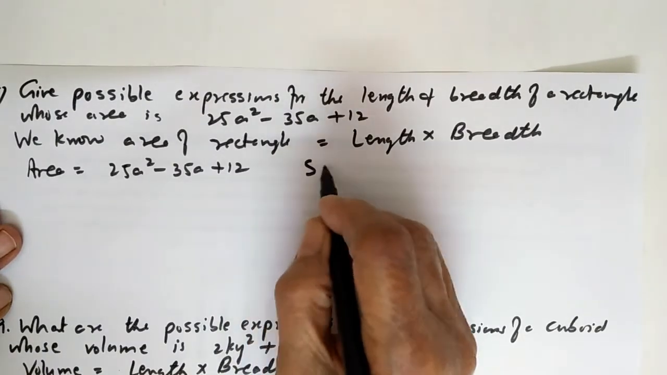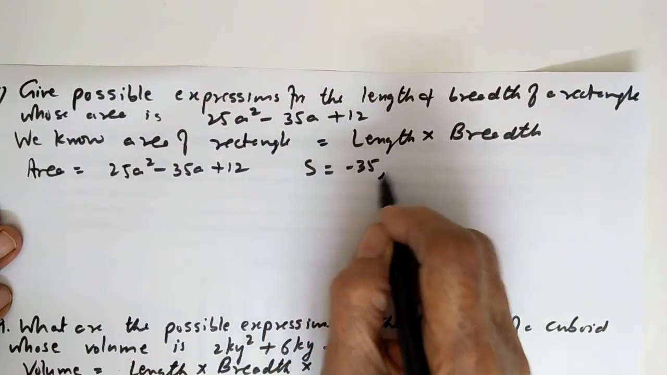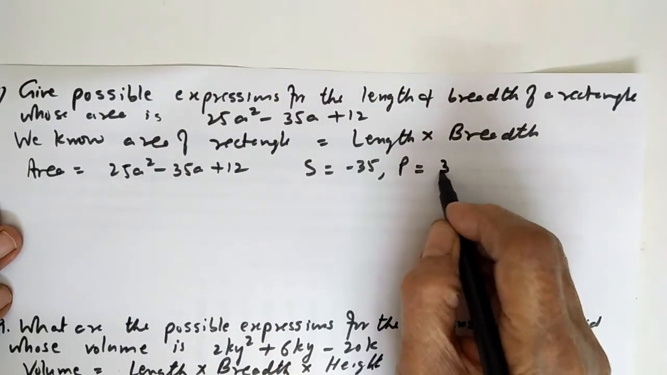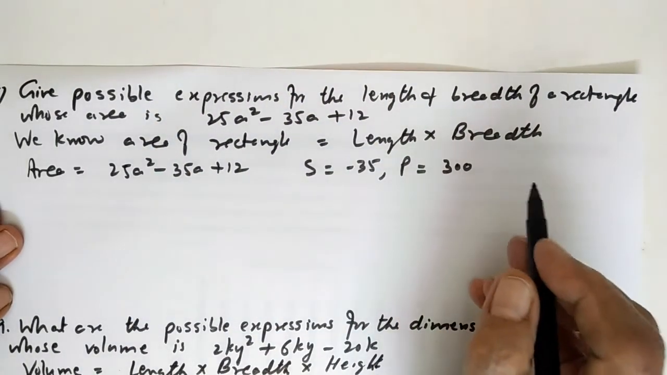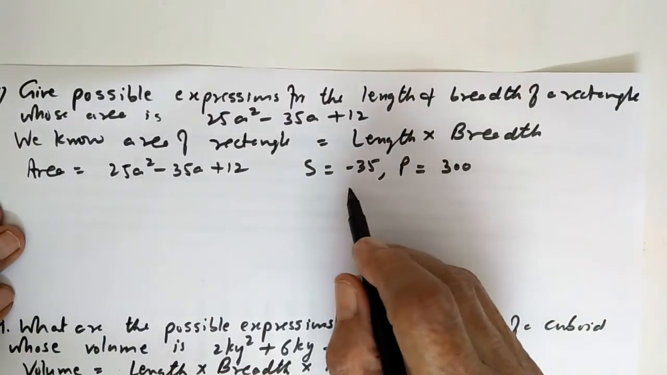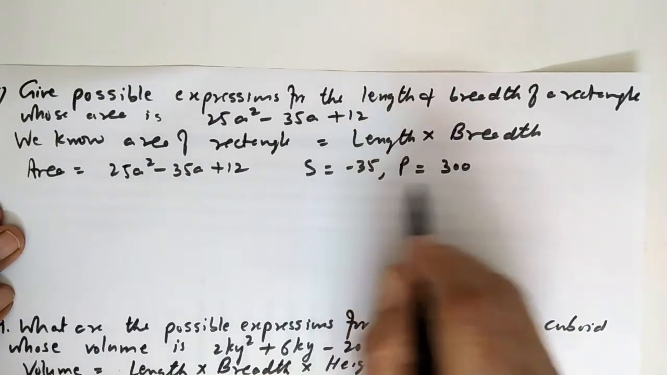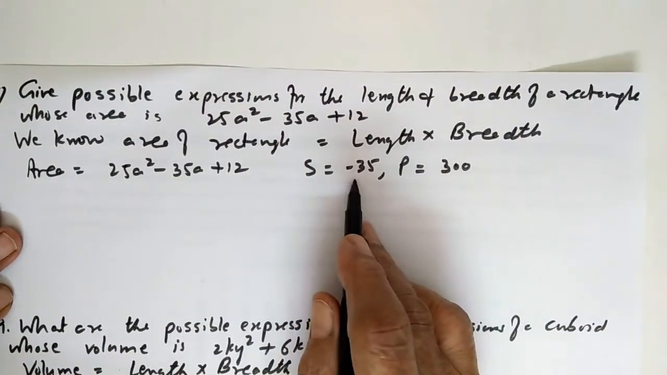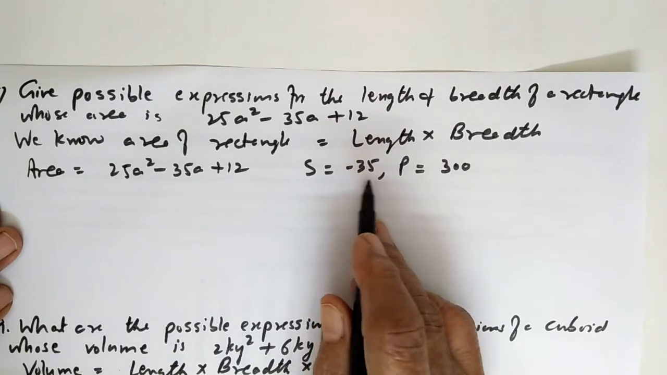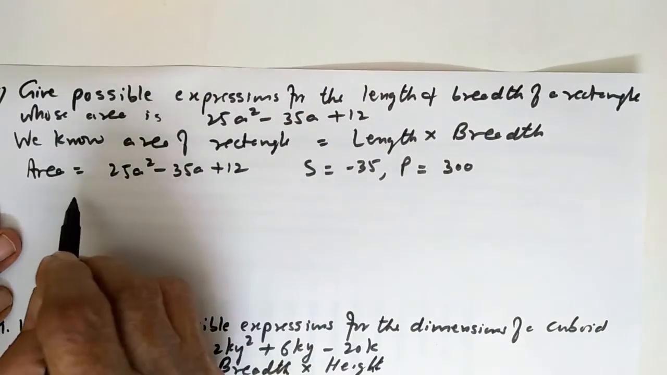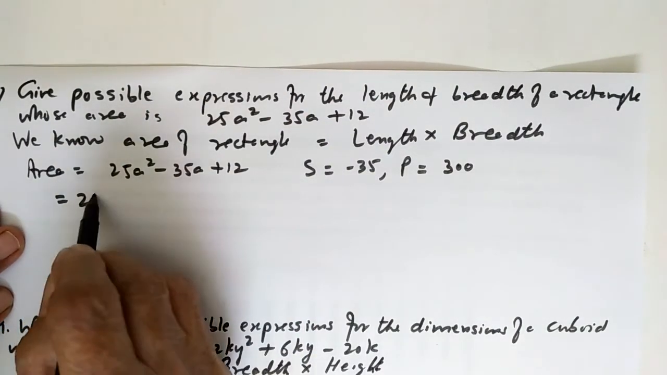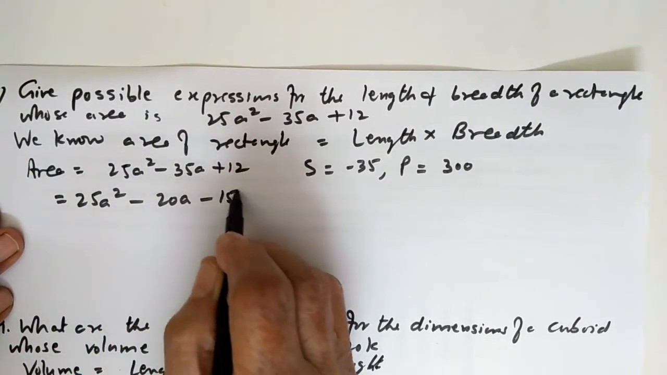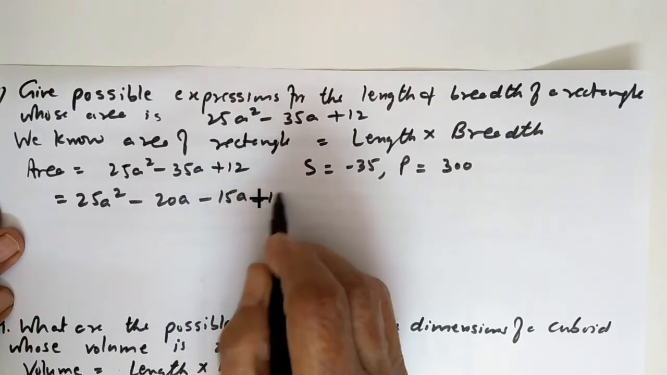Again, sum is minus 35 and product is 12 into 25, which is 300. Product positive है, it means both the terms should be negative, so that the product of the two negative terms will become plus 300. So this is 35, 300. I think it will be 20 and 15. So this will become 25a square minus 20a minus 15a, ये minus 35a split हो गया.